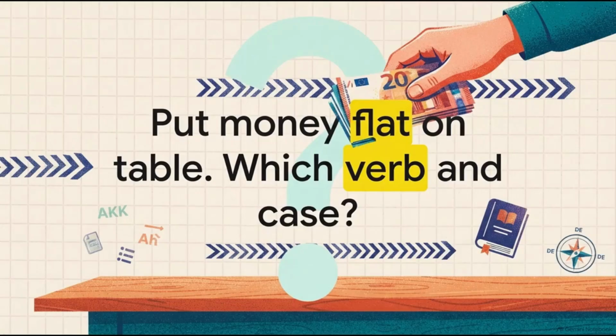Let's try another one. Scenario 2. I actively put my money flat down on the table. We've got an action here. We have horizontal movement onto a surface. So which verb and which case does this trigger?